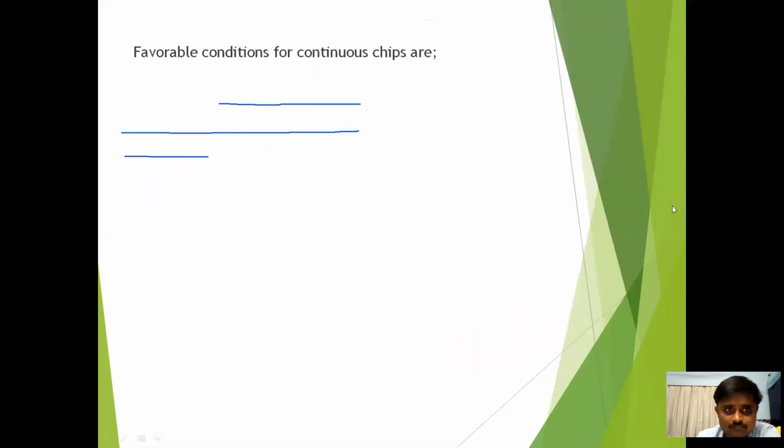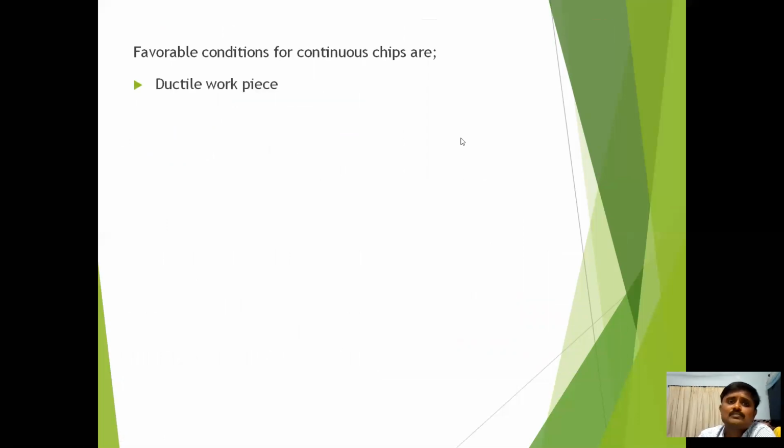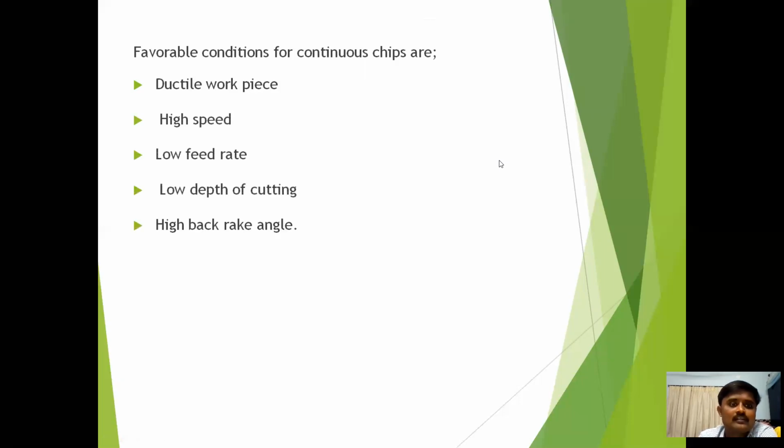And next, what are the favorable conditions for these continuous chips? The metal should be ductile, with high cutting speed, low feed rate, low depth of cut, high back rake angle, and less friction between the tool face and the chip. If the friction between the tool face and the chip is more, heat will be generated because of the friction. Because of that heat, the chip is going to break, so we can't get the continuous flow. So these are the factors which affect the continuous chip, or you can call them favorable conditions for the continuous chips.